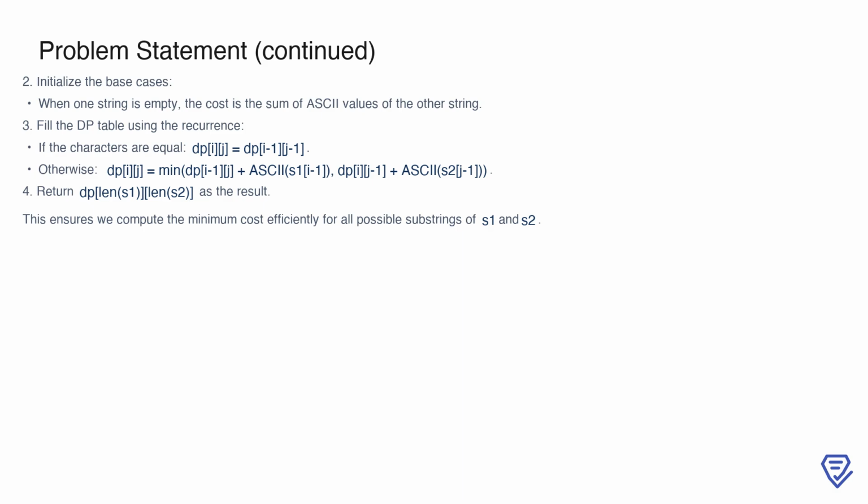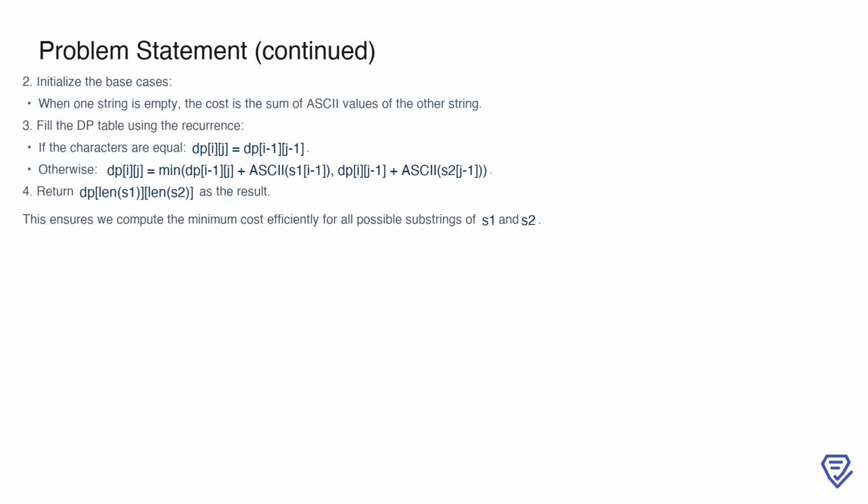If the current characters of S1 and S2 are equal, dp[i][j] is set to dp[i-1][j-1], since no deletion is needed. Otherwise, the cost is the minimum of two options: deleting the current character of S1, or deleting the current character of S2. These options are represented by dp[i-1][j] plus the ASCII value of S1[i-1], and dp[i][j-1] plus the ASCII value of S2[j-1], respectively. Finally, the value at dp[len(S1)][len(S2)] gives the minimum cost to make the two strings equal.